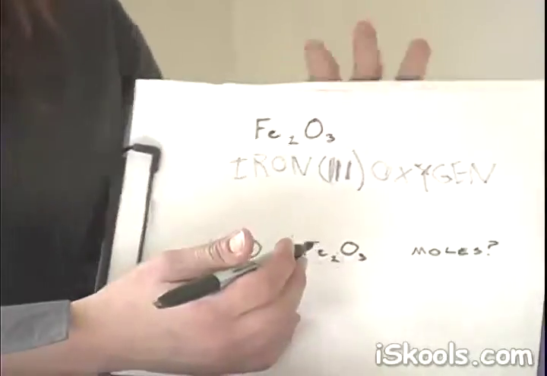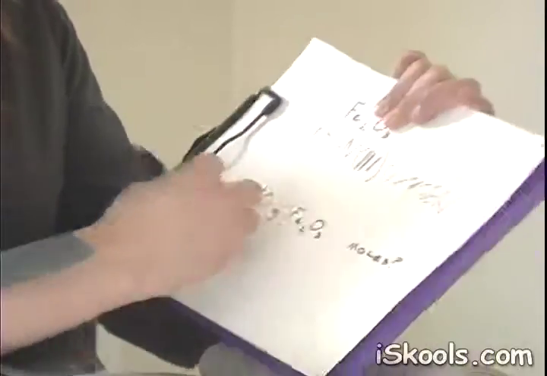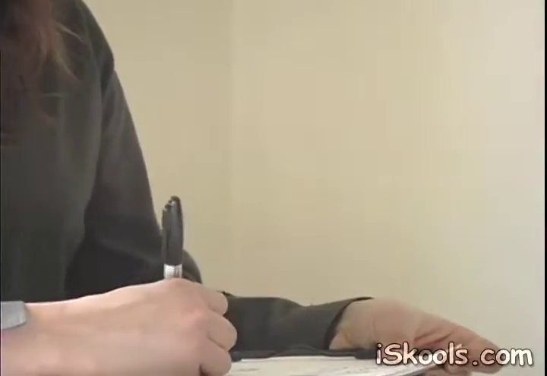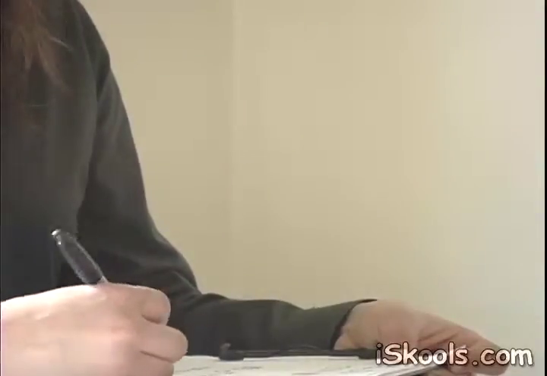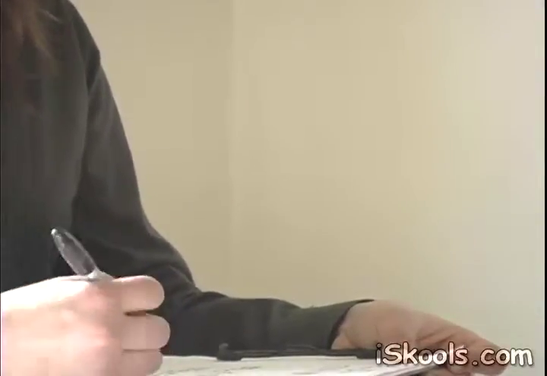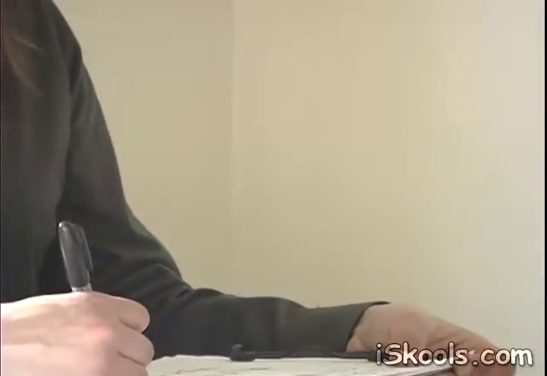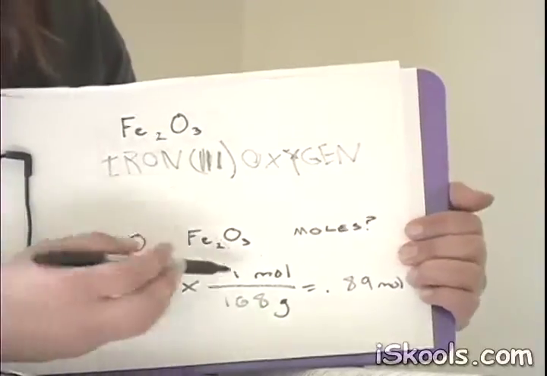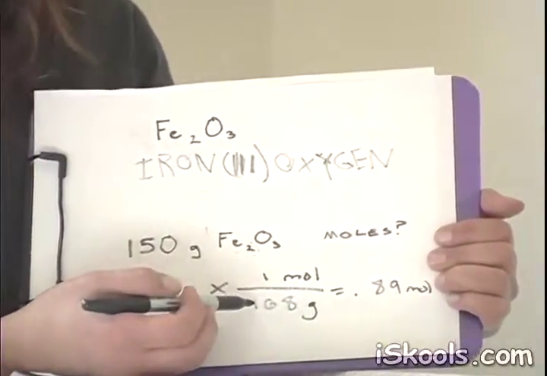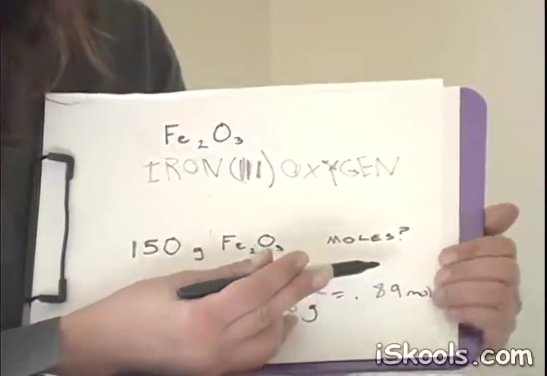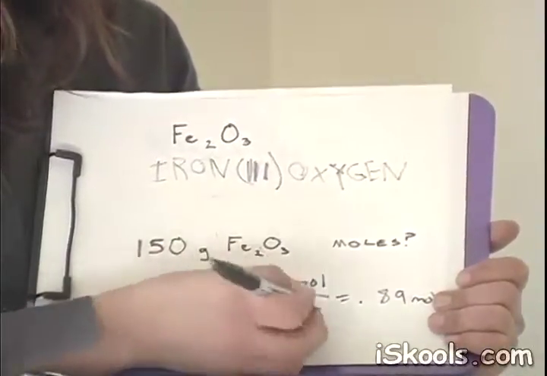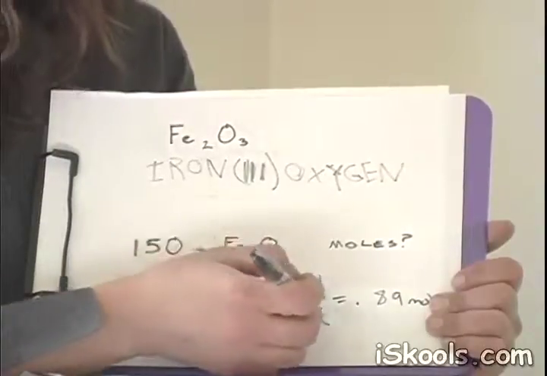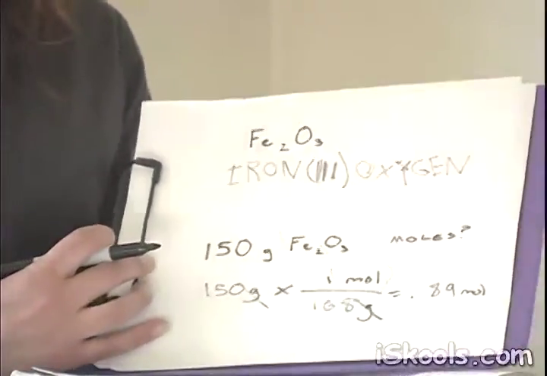So then we go about multiplying 150 grams times 1 mole over 168 grams. This will actually equal 0.89 moles. So here we have it, 150 grams times 1 mole over 168 grams equals 0.89 moles. Notice that the units from the grams cancel out, and then you end up having moles in your answer.